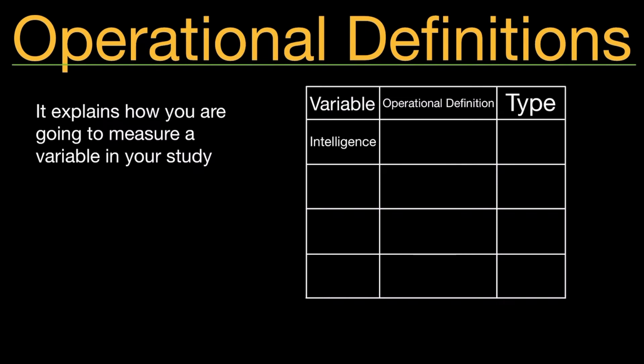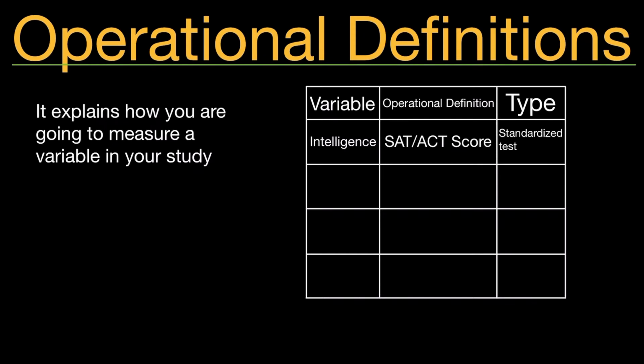So, if you're going to measure intelligence in your study, let's say you want to find the link between intelligence and how much broccoli people eat. How are you going to define intelligence in your study? One way you could do it is using SAT or ACT score, and that'd be a standardized test. That's how you're going to define the variable intelligence.